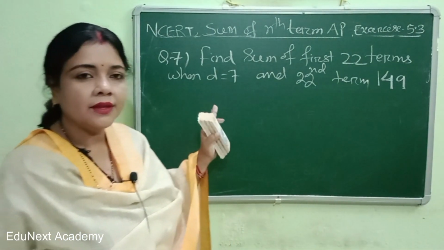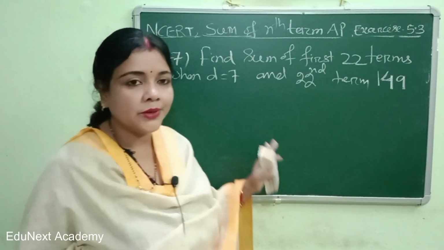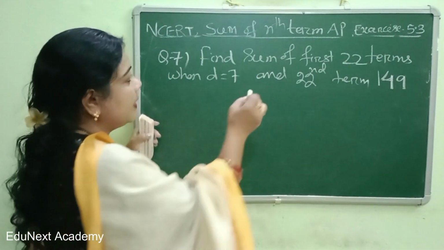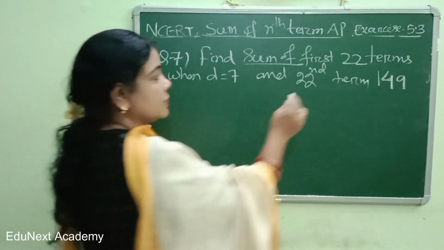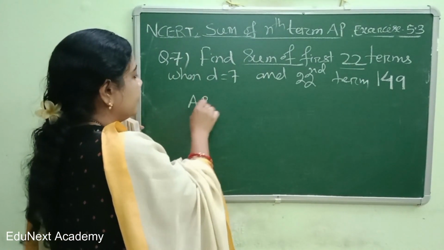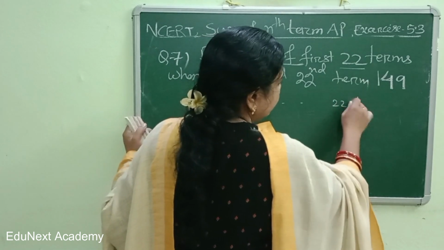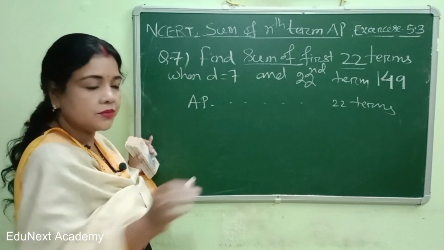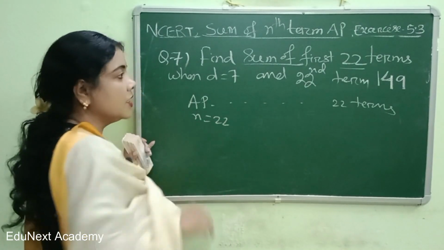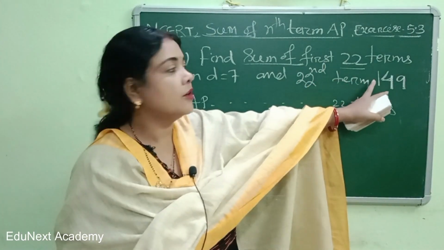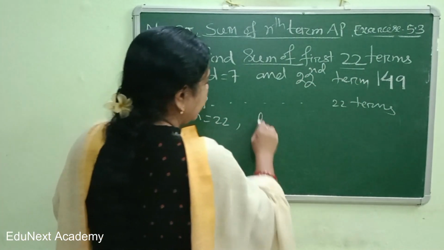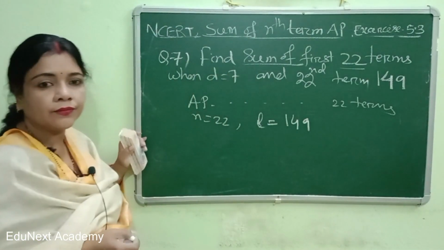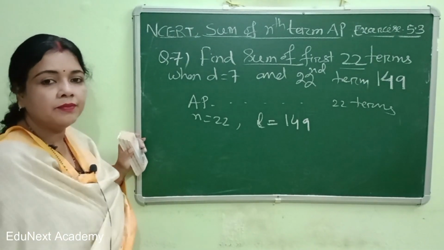Now see, it is a very tricky question also. Very important question from your examination point of view. The question is: find the sum of first 22 terms. That means in an AP there are 22 terms, so n is given here as 22. And the 22nd term, the final term L, is equal to 149. And the difference is also given, 7.